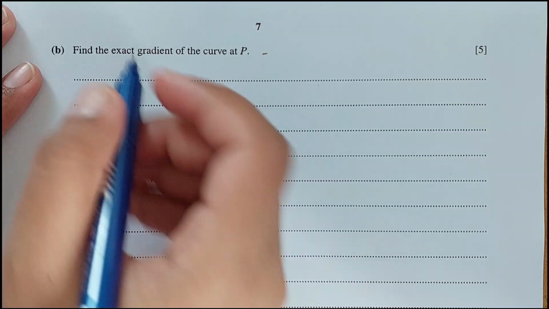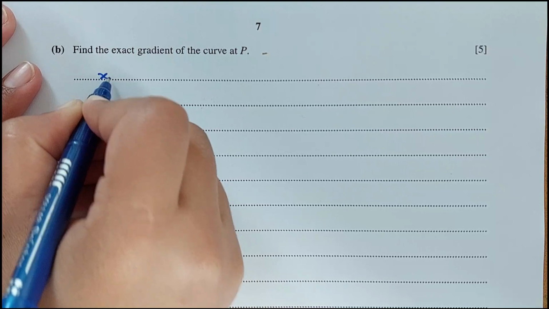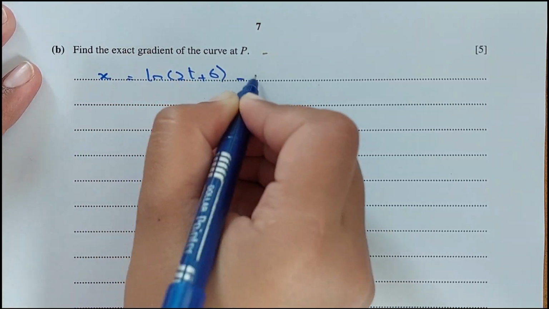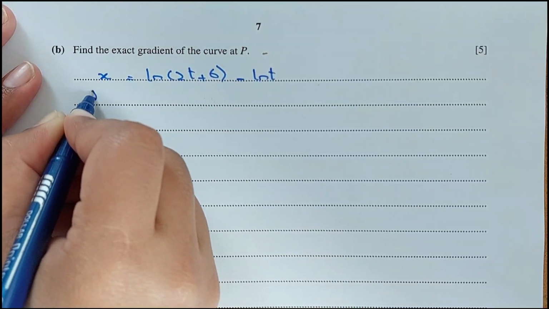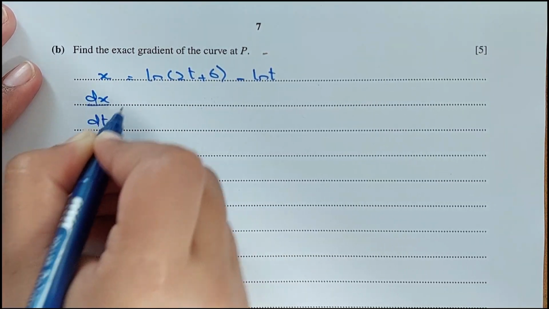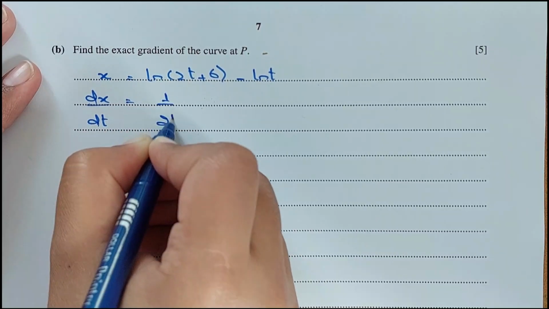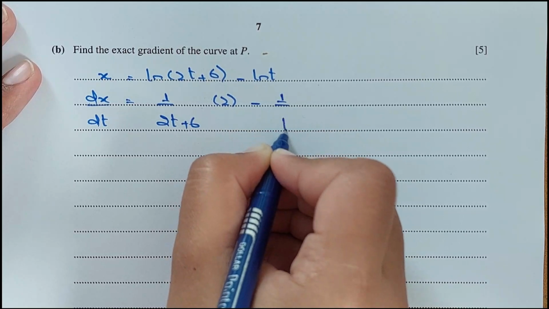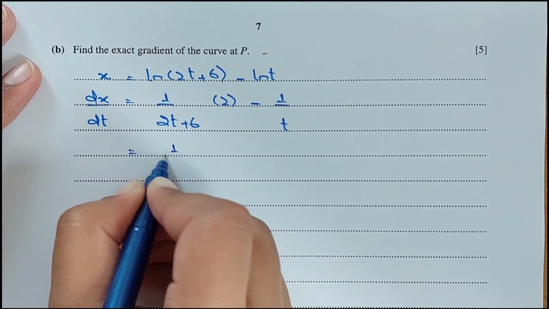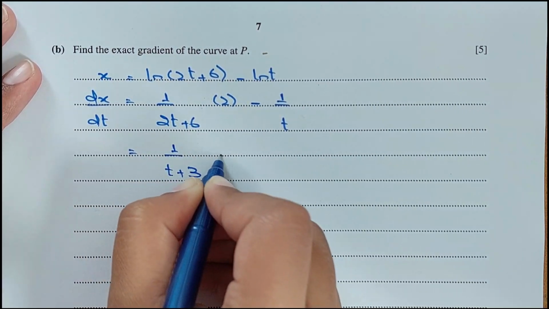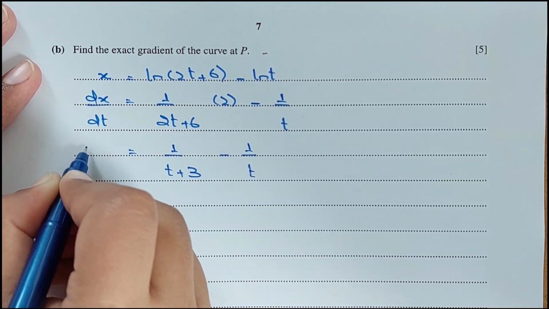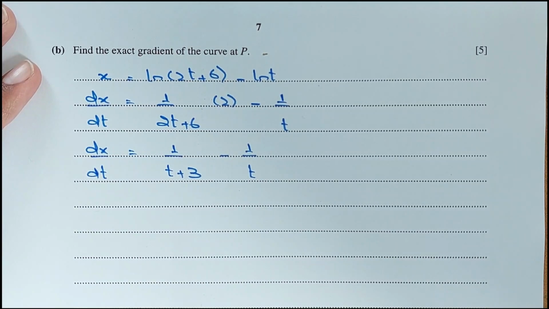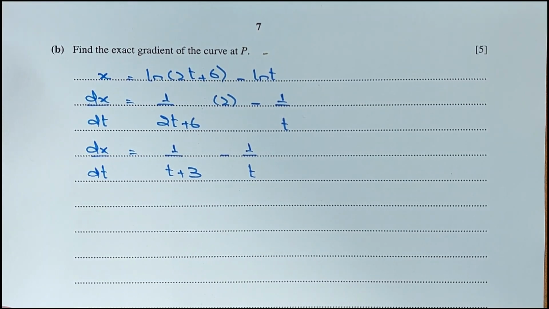Okay. So for the gradient of the curve, we have x, which is ln of 2t plus 6 minus ln t. Let me find dx over dt, which is 1 over 2t plus 6 times 2 minus 1 over t. This is equal to 1 over t plus 3 minus 1 over t. This is dx over dt, right? Let me find dy over dt as well.